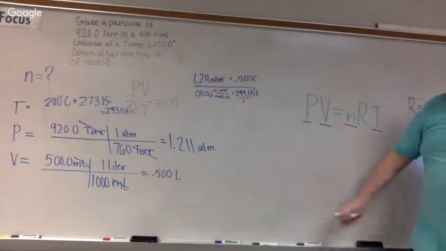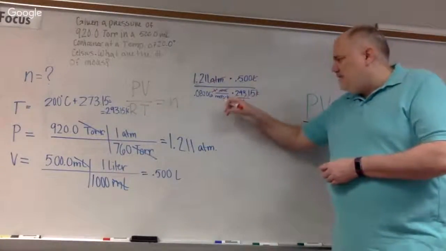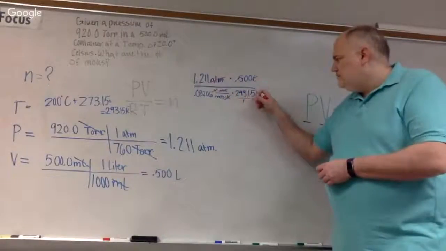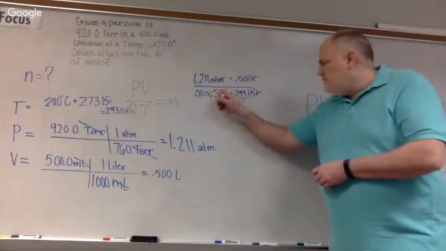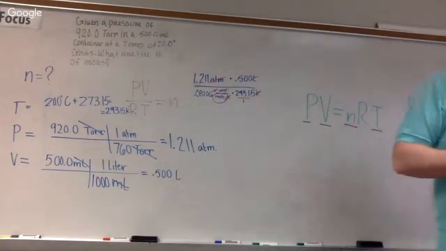If I just have a number. So if I look at these two right here, isn't there a Kelvin on the top and Kelvin on the bottom right here? Right? What's the only unit that's left standing? Moles. Now, some of you may be like, wait, moles on the bottom.